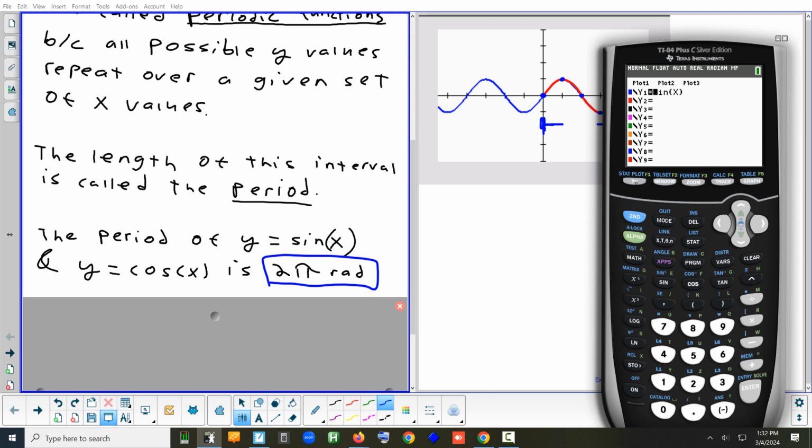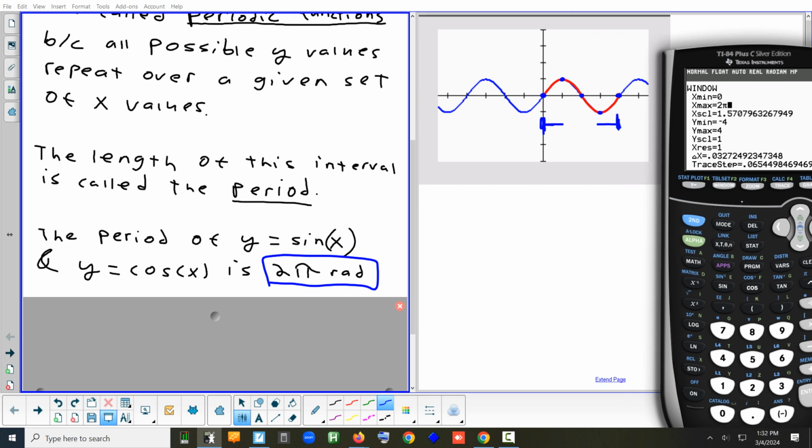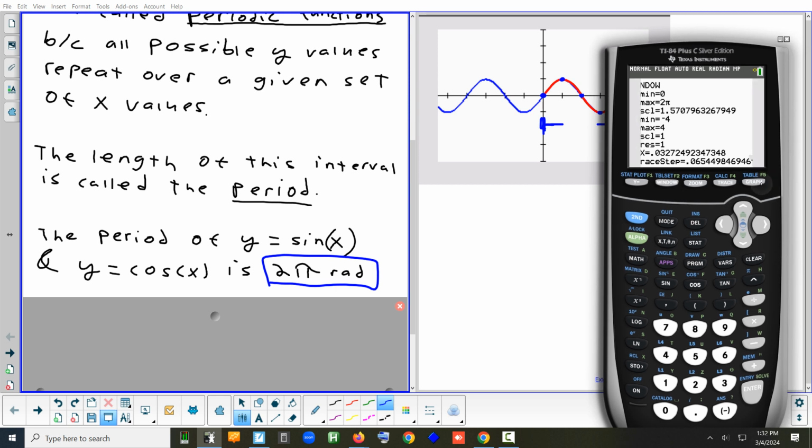Okay, so that means if I put in a graph of sine and I go to my window and set it from 0 to 2 pi, I should see exactly from here to there. I should see exactly one cycle. So 0, 1, 0, negative 1, back to 0. Okay, that's one cycle.